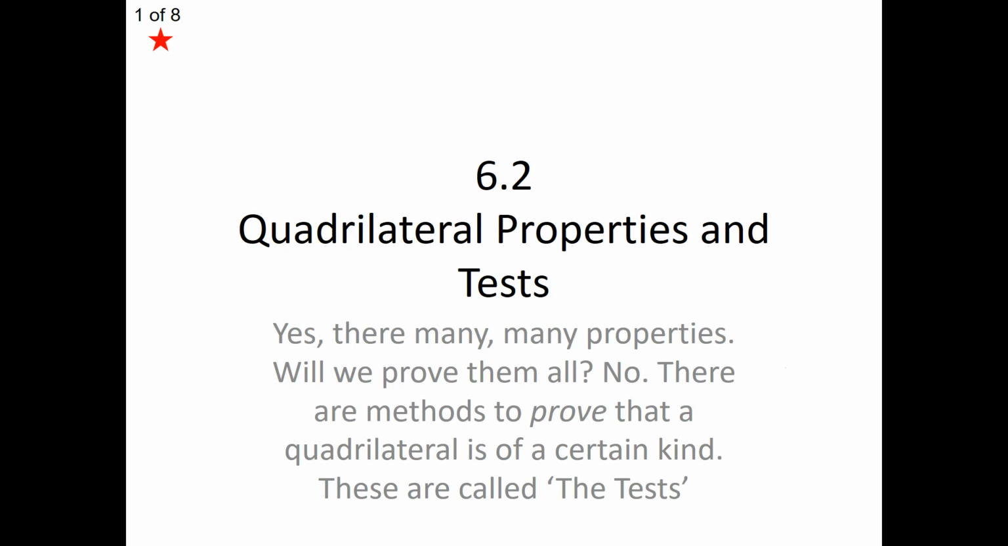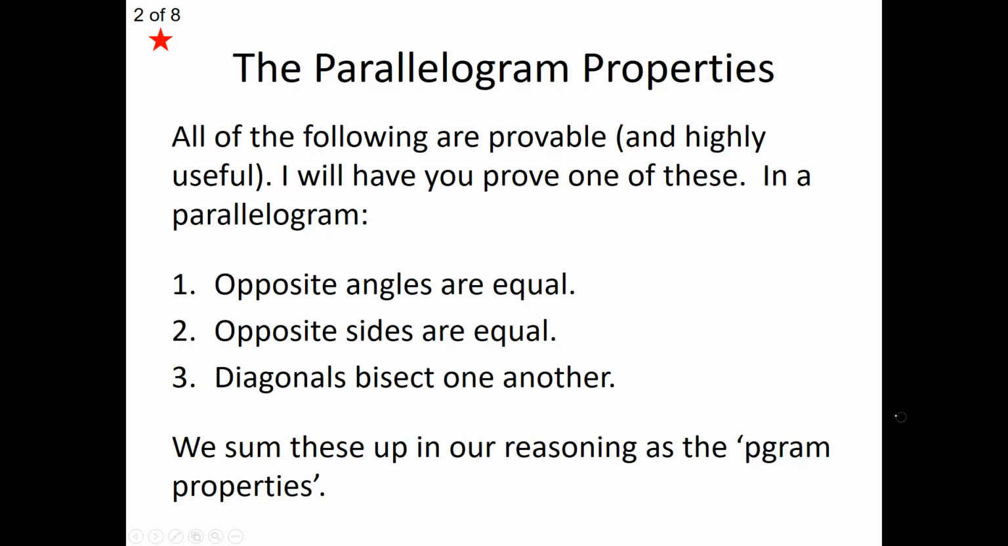We will conclude today's lesson by looking at what we call the quadrilateral tests. In other words, let's say I give you a quadrilateral with certain features to it. What you can then conclude is that that quadrilateral is of a certain kind. For example, let's say that I give you a quadrilateral that has equal opposite sides. It is then provable that that quadrilateral is a parallelogram. We're going to take a look at some of those tests at the end of today's lesson.